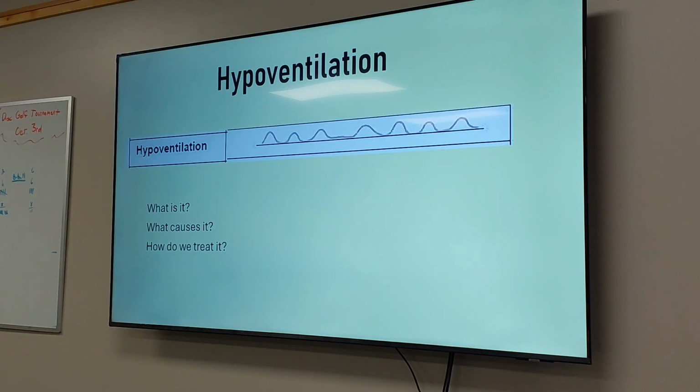Narcotic overdose. Benzodiazepines slow your respiratory rate down too. Different kinds of medications like barbiturates, sleeping pills.